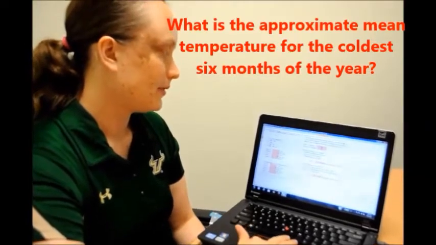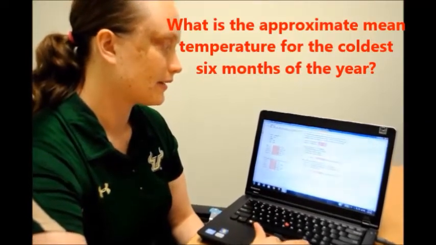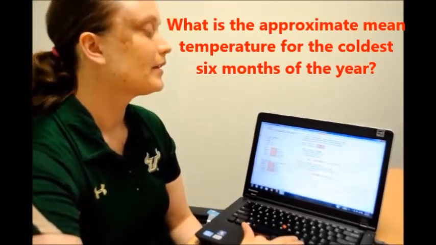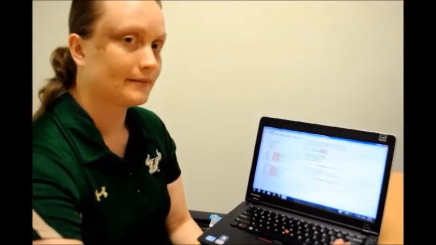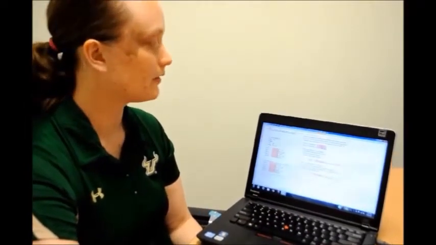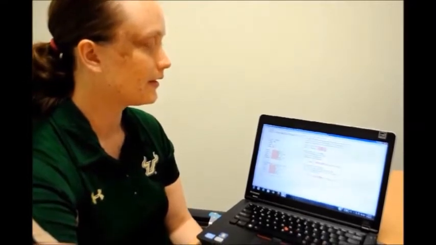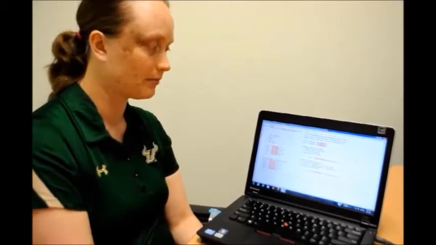And what is the mean temperature during the coldest 6 months of the year where the digester will be built? I chose 31 degrees Celsius for the colder 6 months. This would be somewhere tropical that's pretty warm all year round.